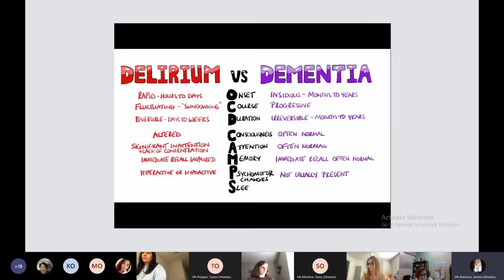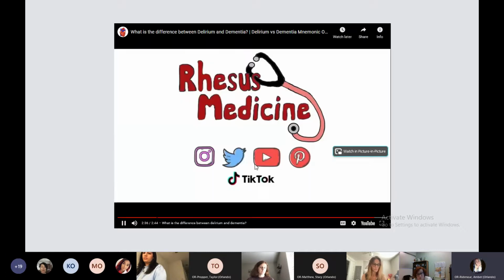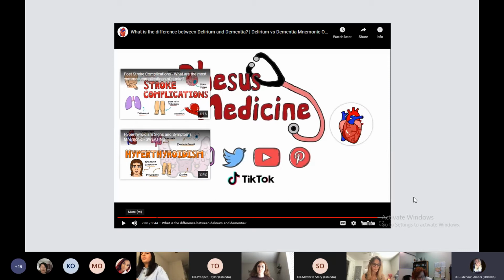Finally, we have the S for sleep-wake cycle, which again can be altered in both, but is often significantly different in delirium. Often a complete reversal of the sleep-wake cycle is present. So that was just a little mnemonic that was kind of helpful.